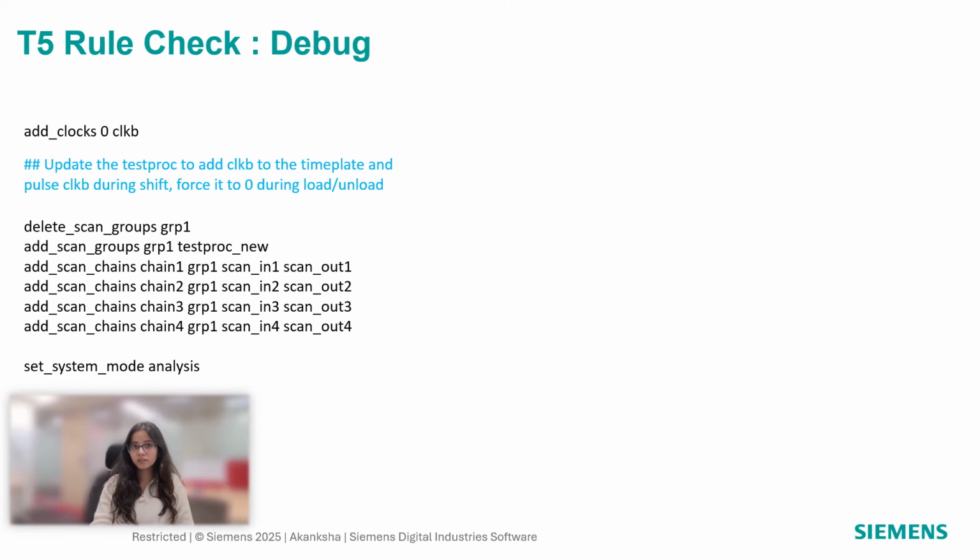Now, to resolve this issue, we explicitly define clock B using the add clocks command and specifying its offset value to accurately represent its timing. Next, we update the test procedure file and remove the previously created scan groups. After making these changes, we rerun the flow and validate by executing the set system mode analysis command again. The T5 violation is now cleared, confirming that the undefined clock B was the root cause of the problem.